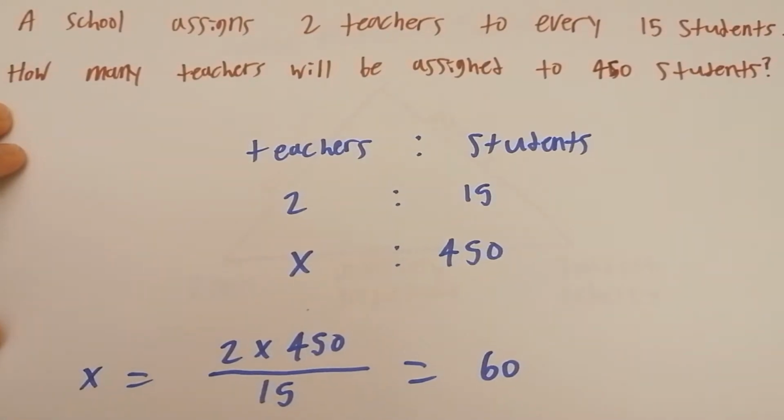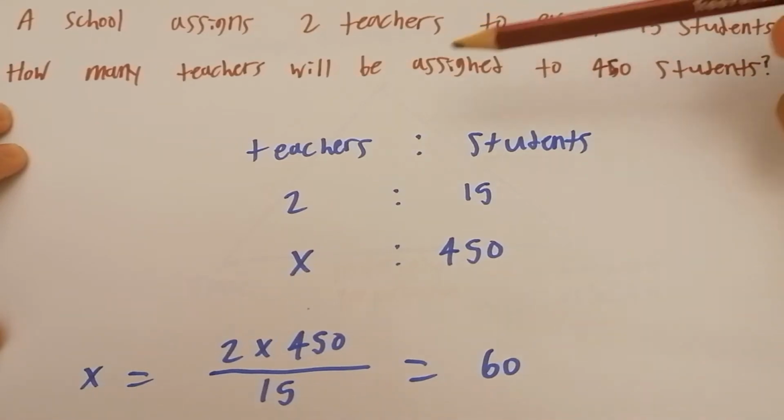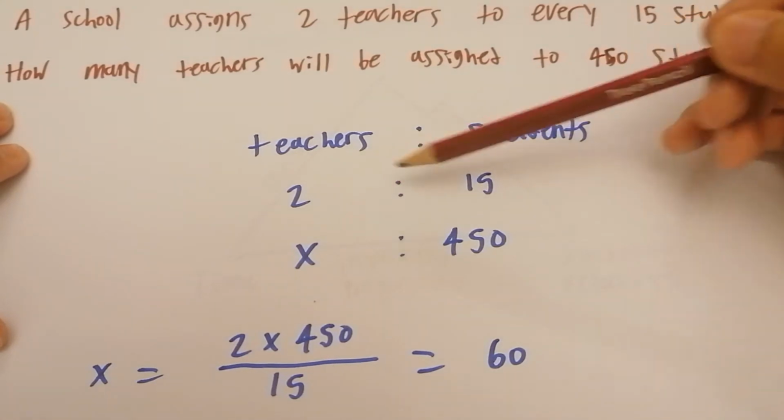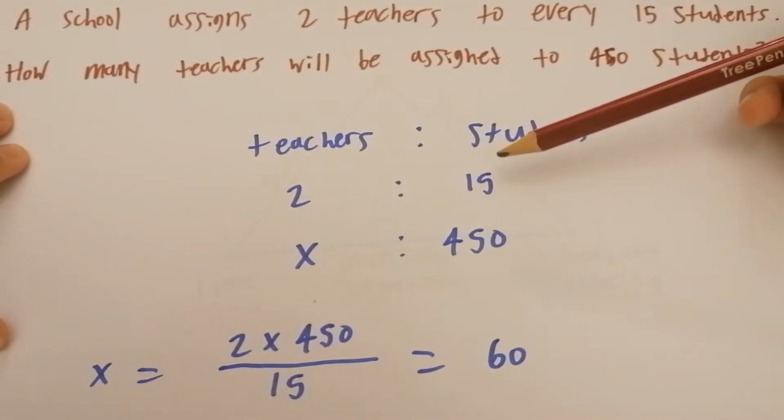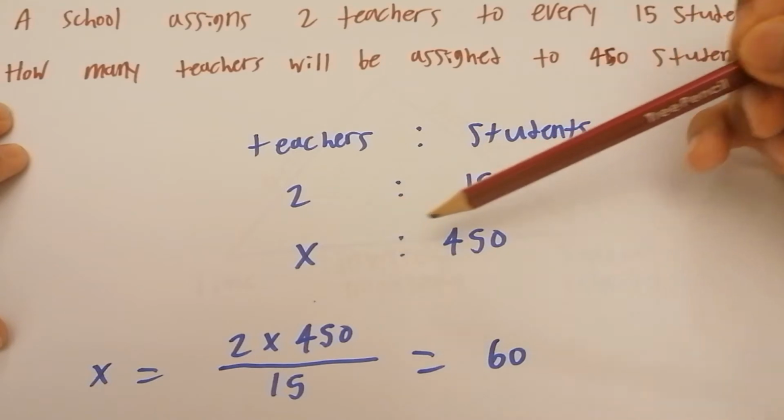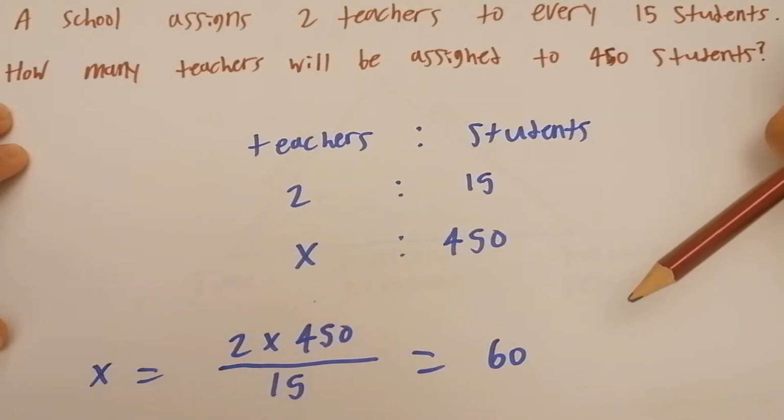A school assigns 2 teachers to every 15 students. How many teachers will be assigned to 450 students? Now we know that the ratio is 2 teachers for every 15 students. We want to know how many teachers will be assigned to 450 students.